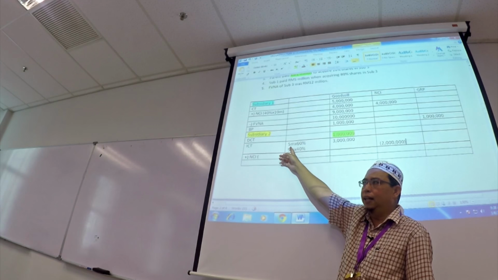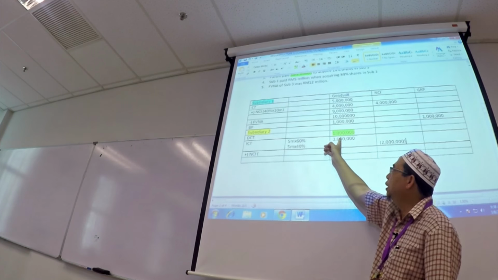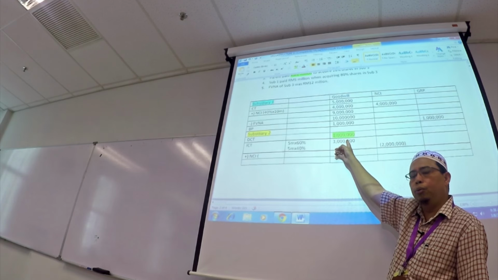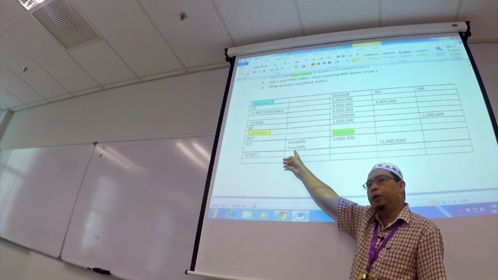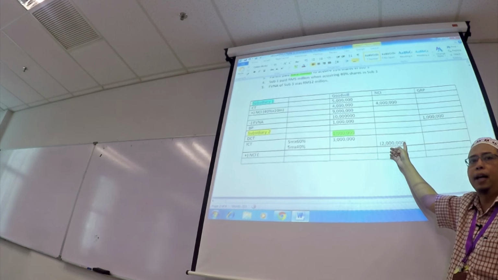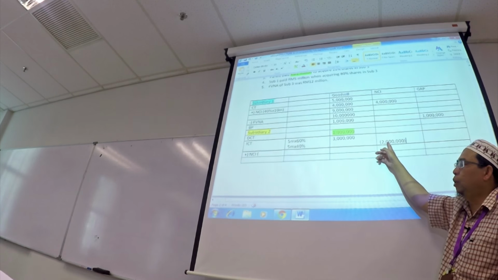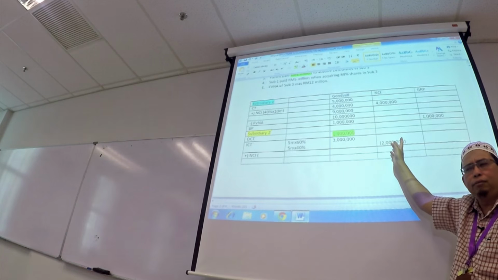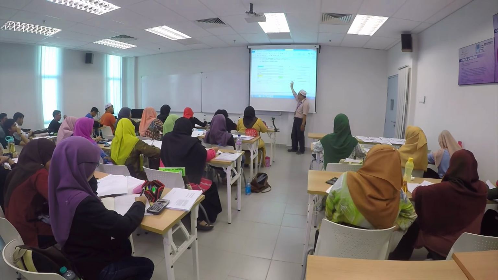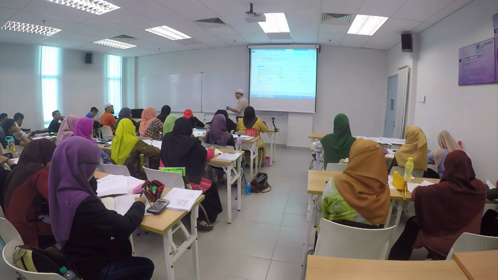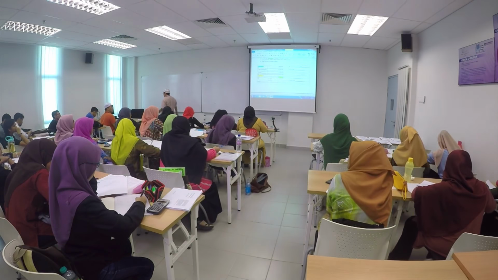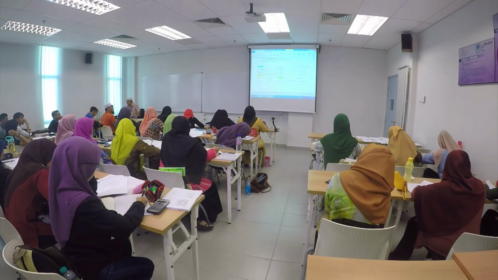Understand? So the parent portion goes, as usual, under goodwill, but the NCI portion will be in the NCI column and should be put in bracket because this will reduce the NCI value. Okay. Now, once you have done that, the remaining part will be as usual.